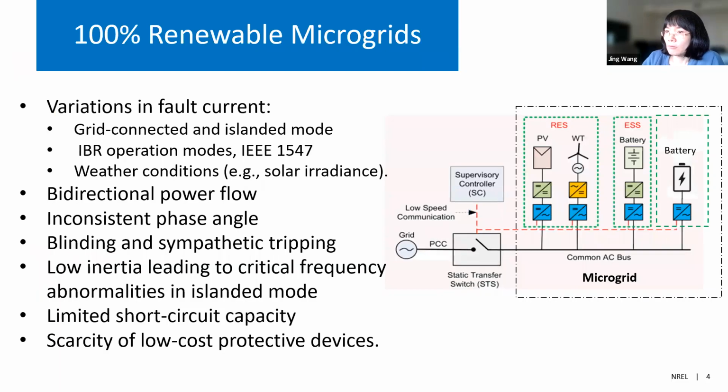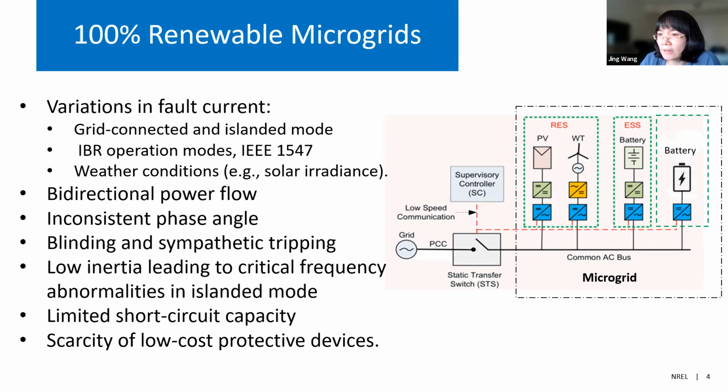For 100% renewable microgrids, as you know, for example here, there is no single generator of conventional type. All are renewable or inverter-based resources. There are many challenges there. We highlight a few of them.